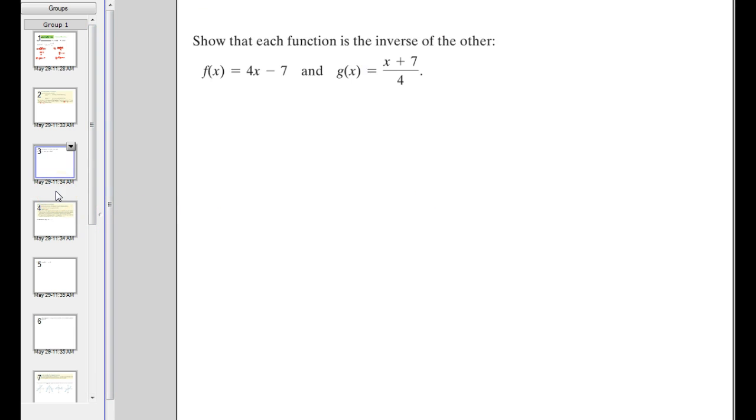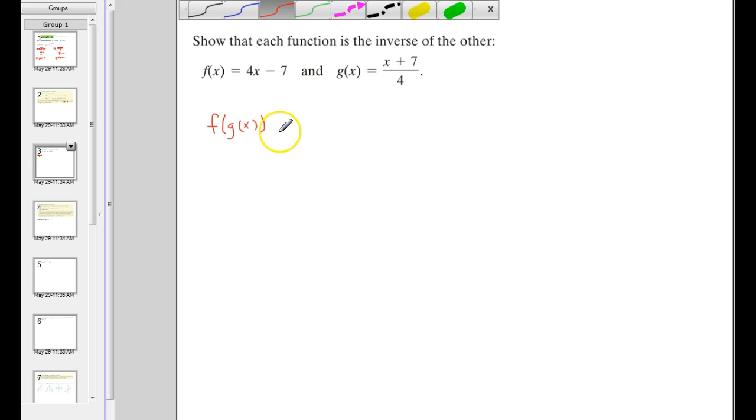Alright, so to show two functions are inverses of one another, you're just being asked to plug g into f, and f into g. Remember, this is the same notation as this, so don't worry about the different notation. They're both the same. So plug g into f. Take all of this and replace that x with it.